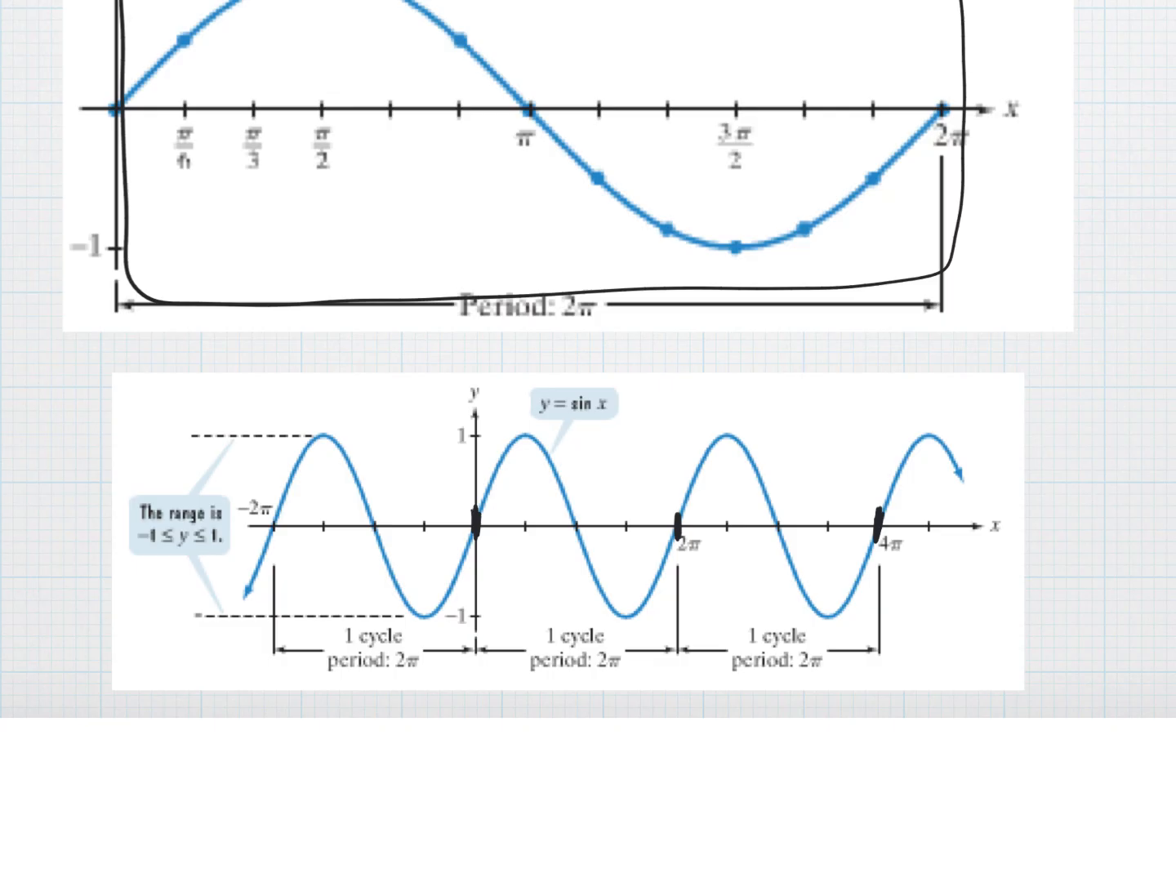This makes sine a periodic function. A periodic function has a pattern that repeats over a set period. The period is just the length of time, in a sense, or the amount of distance that it takes for one cycle to complete. After the length of this period, you have a repeating pattern.